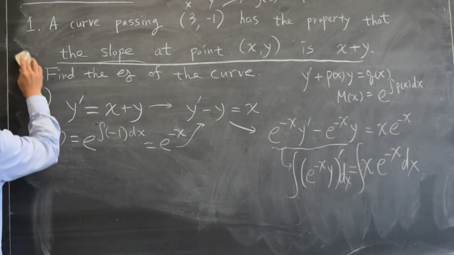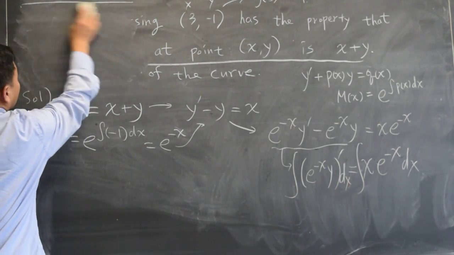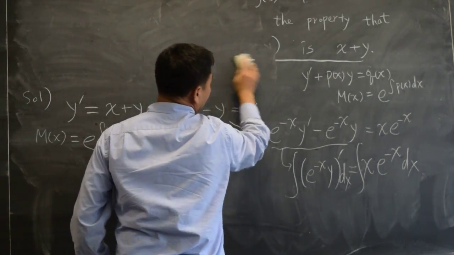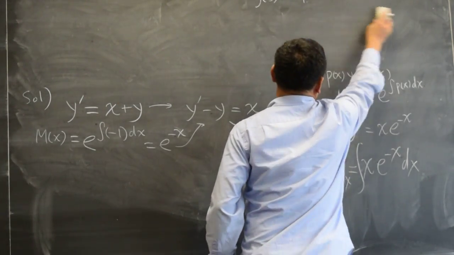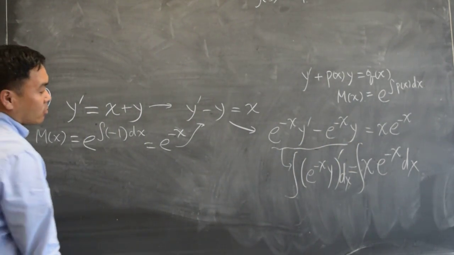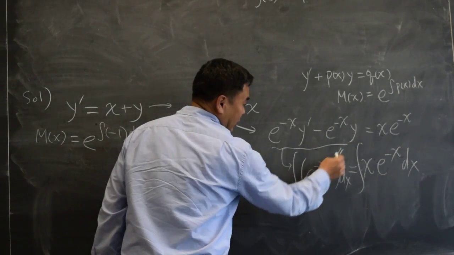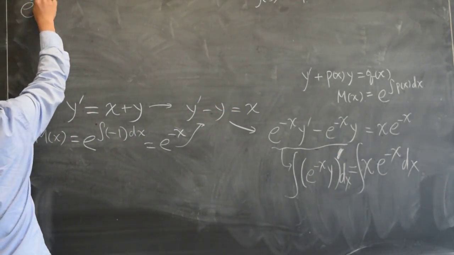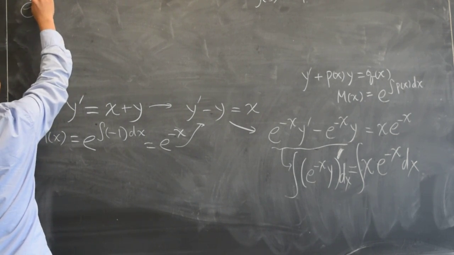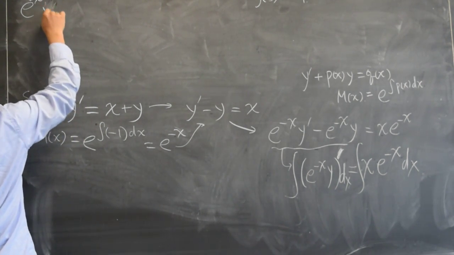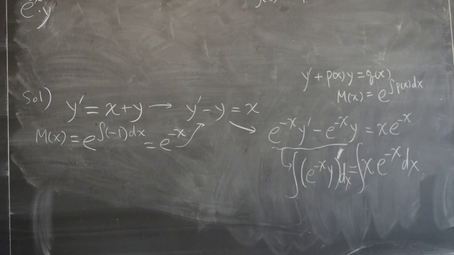Now let's try to do the integral. Okay, first of all, this prime and integration just cancel away. So on the left side, you just get e to the negative x y. That part is easy. Be careful, y is multiplied down here. It's not part of the exponent.